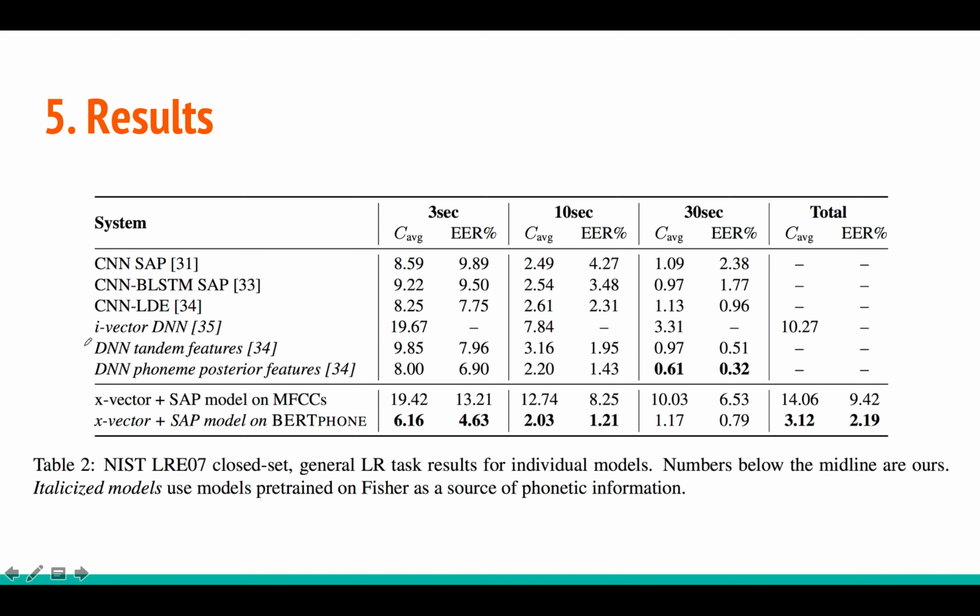They have tested it on the language identification task as well, and these are the results. As you can see, this paper gets the best results, except in the case of longer sentences, where the DNN phoneme posterior paper gets the best ER and C average. But in all other cases, on average, the BERTphone model along with 1D CNN with self-attention pooling gets the best accuracy.